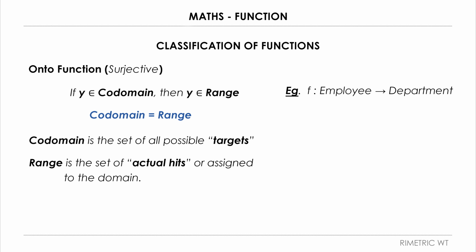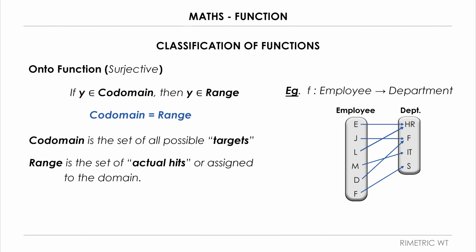To illustrate this, let's take our second mapping from the introduction, which shows the pairing of employees with their working departments. Here, we can see that every department in the company structure has at least one employee assigned to it. This means that the codomain, which consists of all the departments in the company, and the range, which consists of the departments that actually have employees assigned to them, are the same. Therefore, we call this an onto function. However, if there were one department with no employee assigned to it, for example, a marketing department, then the function would not be onto, because that department would be included in the codomain, but not in the range.